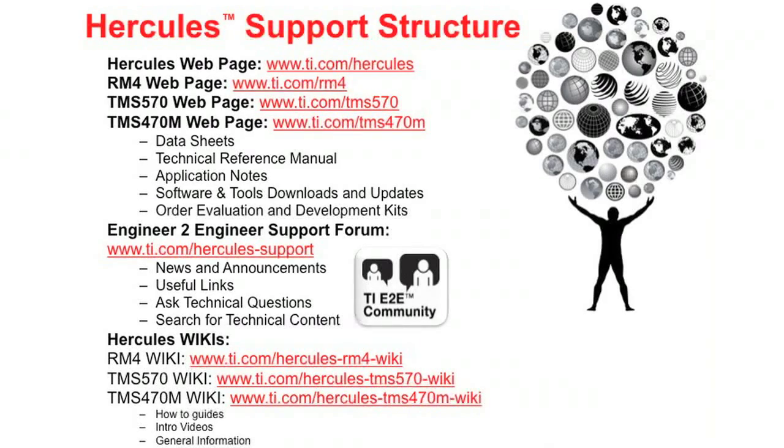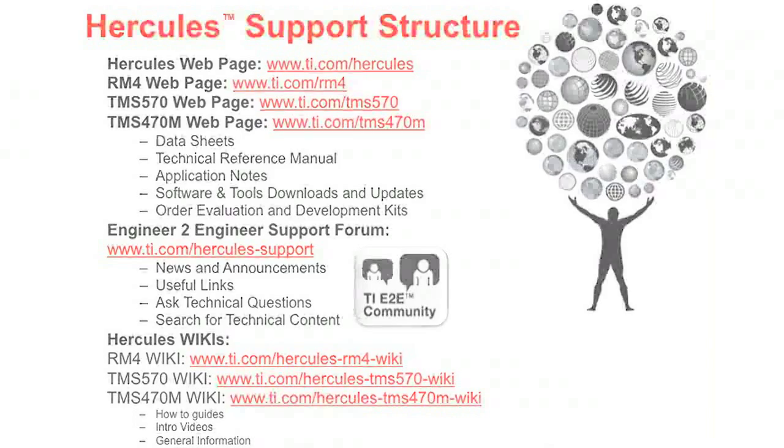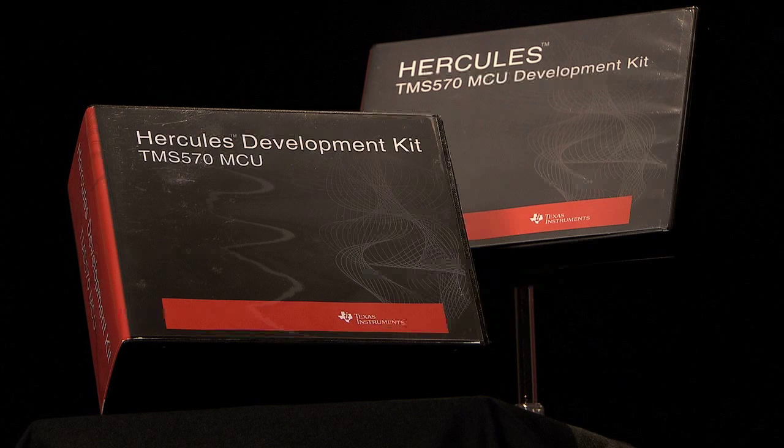There are a number of online resources available where you can go to get more information about Hercules microcontrollers. The first is the Hercules web pages that are on ti.com. Here you can download official device datasheets, technical reference manuals, and application notes. You can download software like HALCoGen, NowFlash, and the high-end timer integrated development environment. You can also order development kits through the TI eStore from these web pages.